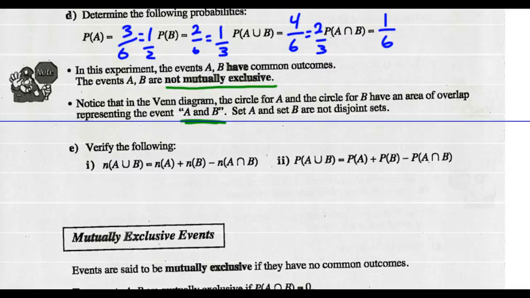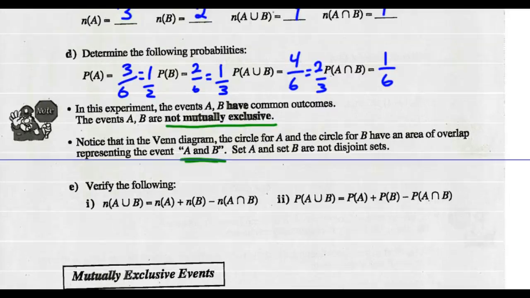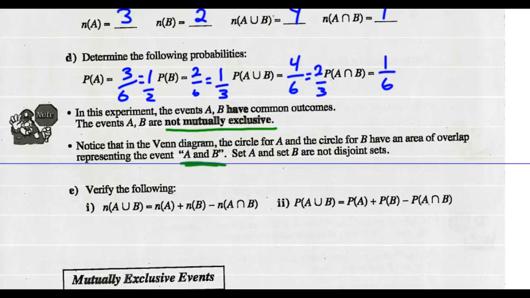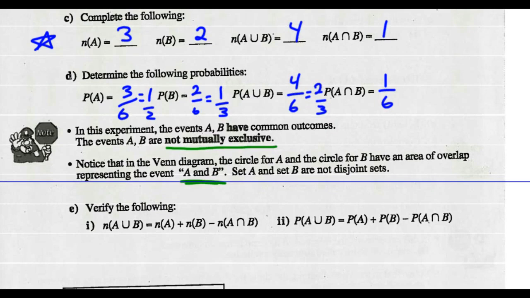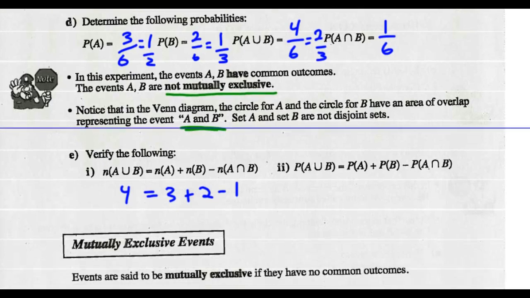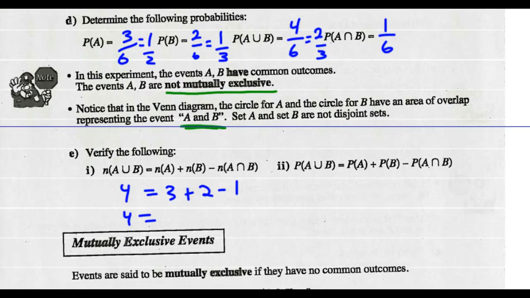Sets A and B are not disjoint. Verify the following. Looking up at part C, the number of elements in A union B is 4. The number of elements in A is 3, plus the number of elements in B, which was 2, minus the number of elements in A intersect B, which was 1. So 4 should equal 3 plus 2 minus 1, and that does equal 5 minus 1. So that's great. Probability, let's look at part D.